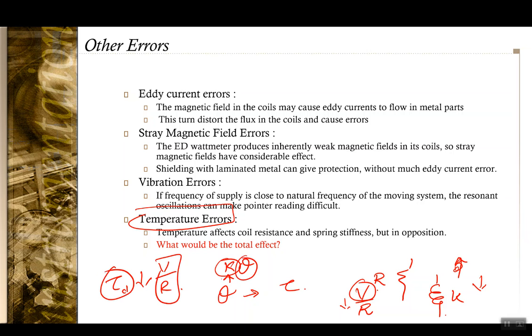So due to temperature, you have two effects. One is in the resistance of the pressure coil, one is in the stiffness of the spring, but they act in opposition. And so the problem is that you really have no idea whether the effect of temperature will cause a lessening or a heightening of the sensitivity of the wattmeter. So temperature is another effect whose effect is not really clearly determinable, and since it is not clearly determined, the compensation is also not very easy to figure out. The best thing to do is to operate it in a manner such that the temperature doesn't change too much.